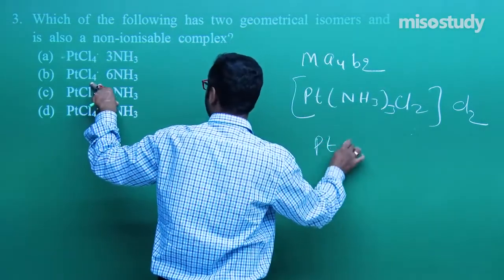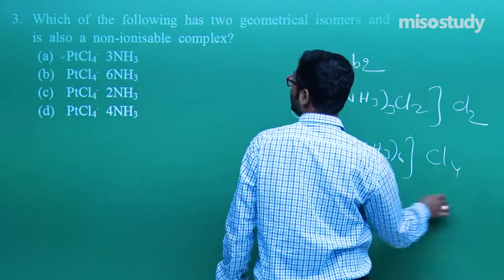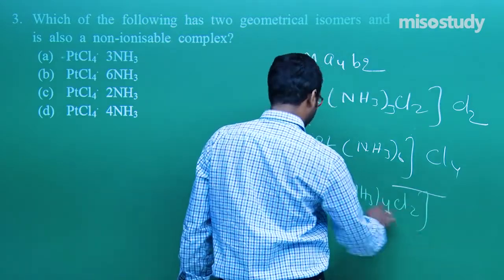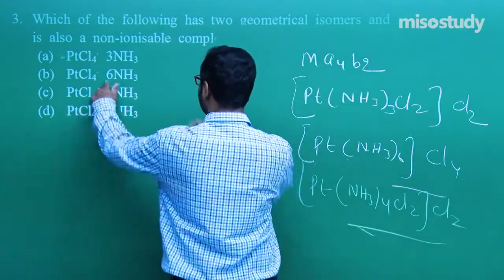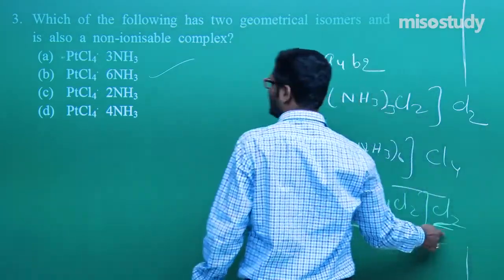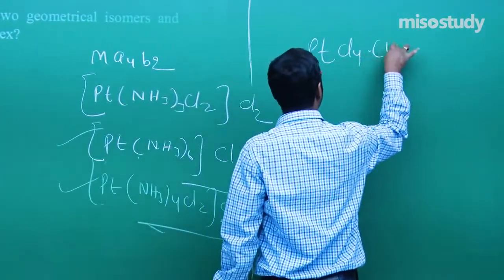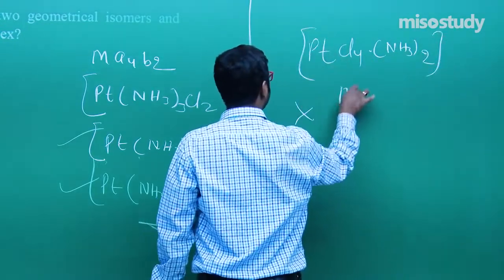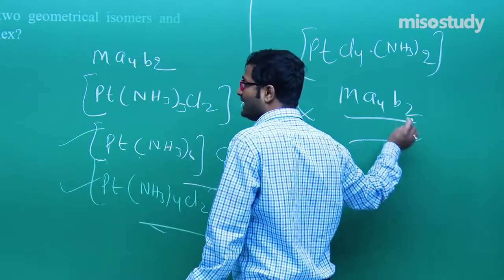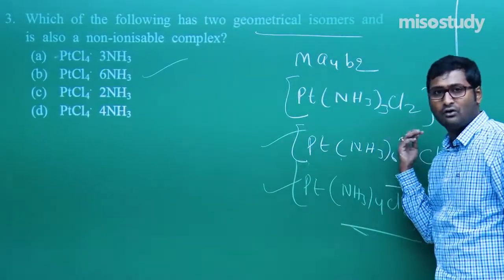If I write Pt(NH3)6 and Cl4, there is no possibility of showing geometrical isomers. If I write Pt(NH3)4 Cl2, there is a possibility of showing geometrical isomers. This pattern is similar, but this one is ionizable, with minus and plus charges possible. If I put PtCl4(NH3)2, look at this: it has the formula MA4B2 and there are no such charges. In this case there is a possibility of geometrical isomers, so one condition is satisfied, and it is non-ionizable, with no ions present.